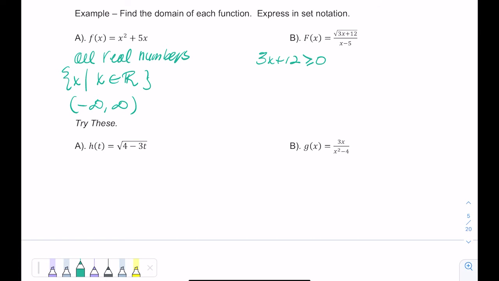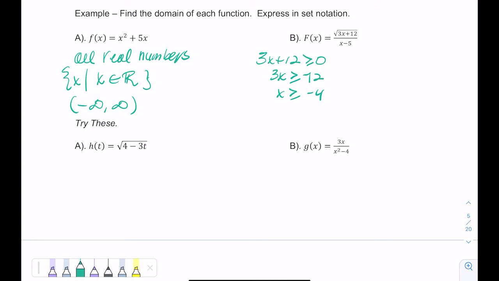Because if it's less than that, I would get a negative, and you can't take the square root of a negative number. So here you're going to solve for x, and x has to be greater than or equal to negative 4. And you can try it. If you plug any number greater than or equal to negative 4 in for x, you can take the square root of it.